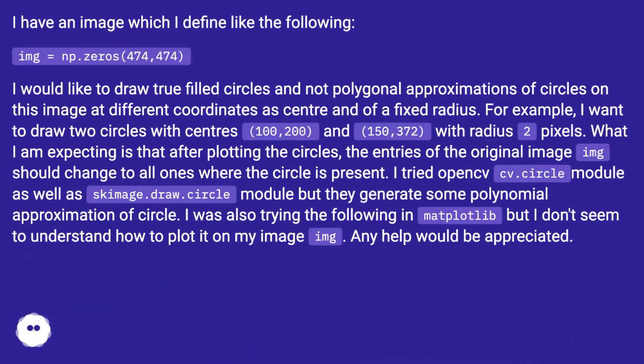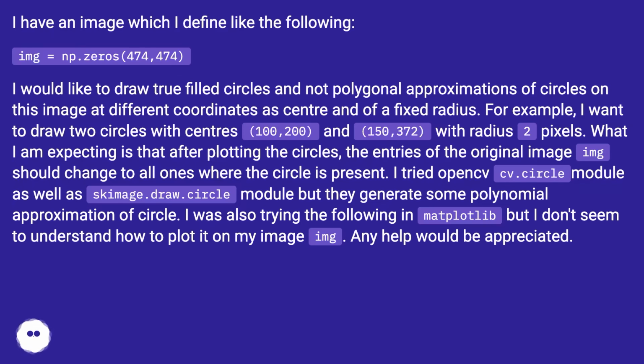Drawing true filled circle on an image. I have an image which I define like the following: img = np.zeros((474, 474)). I would like to draw true filled circles and not polygonal approximations of circles on this image at different coordinates as center and of a fixed radius.